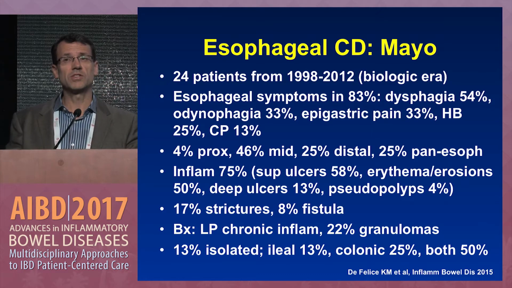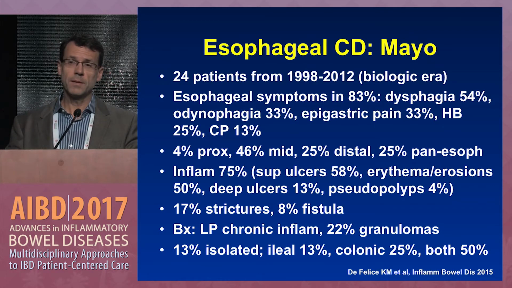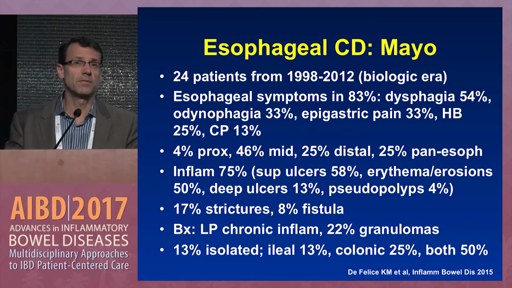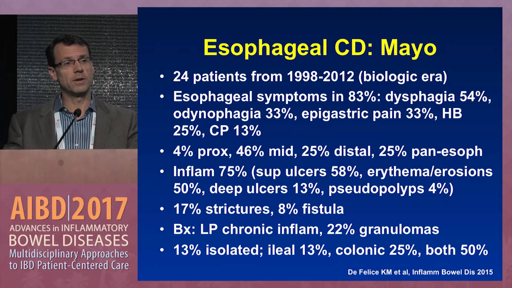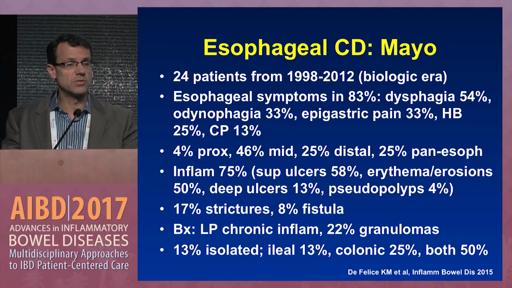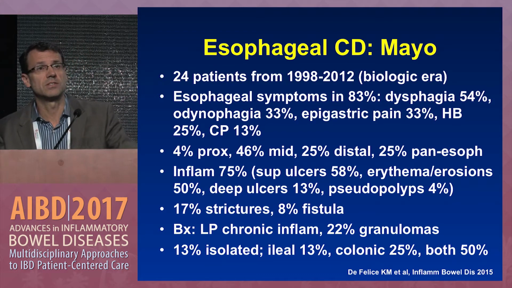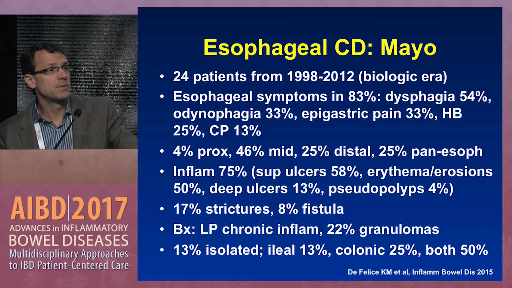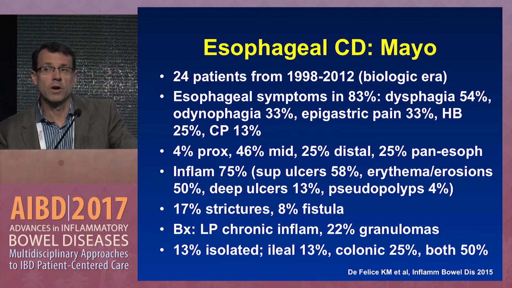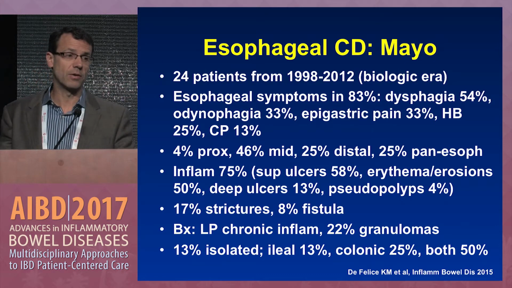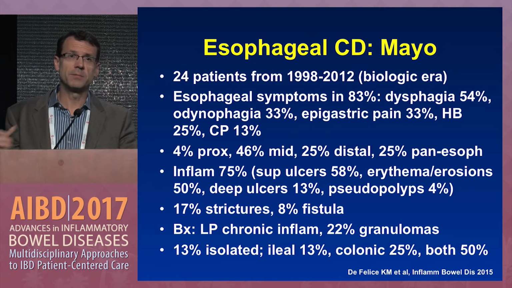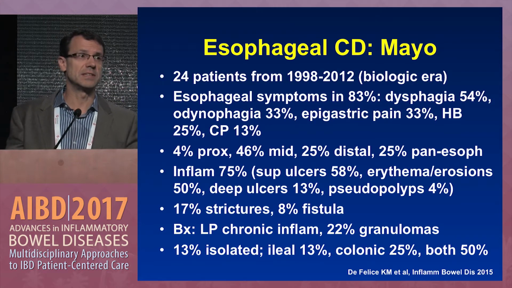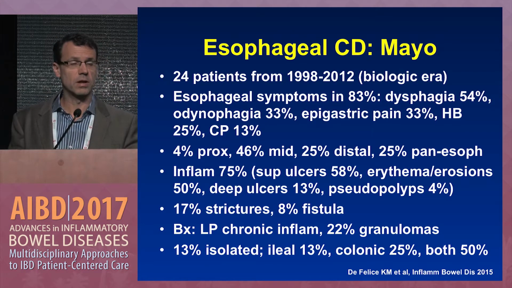75%, so 3/4 of patients had inflammatory phenotype, the B1 phenotype, and on endoscopy they found superficial ulcers or erythema and erosions in half of patients. A smaller number of patients had deeper ulcers or pseudopolyps. A quarter of patients had strictures or fistula. On biopsy, the majority of patients had lamina propria chronic inflammation, and 22% had granulomas. And only 13% had isolated esophageal disease. The others had ileal and/or colonic disease.